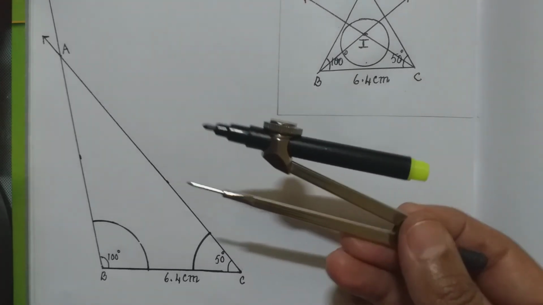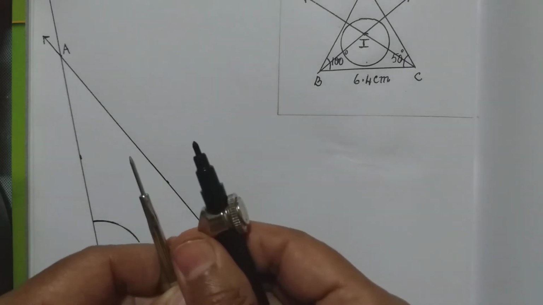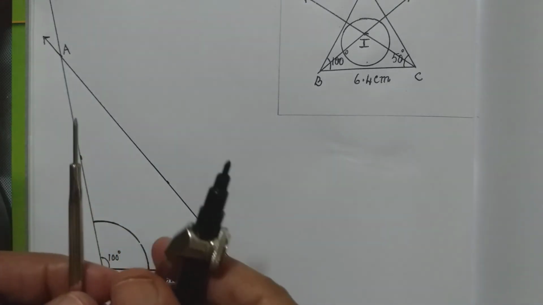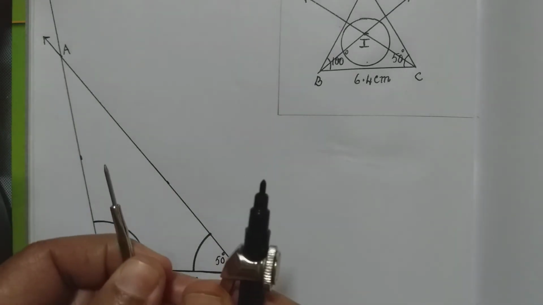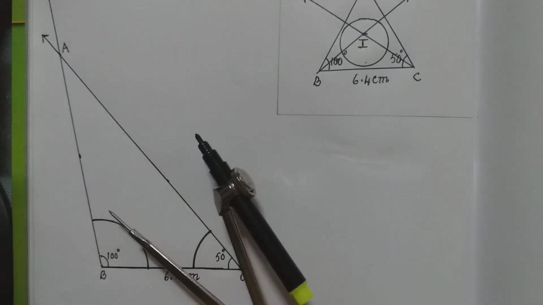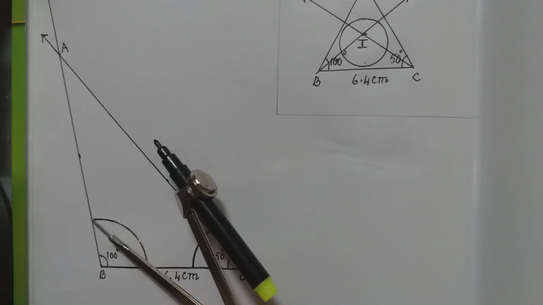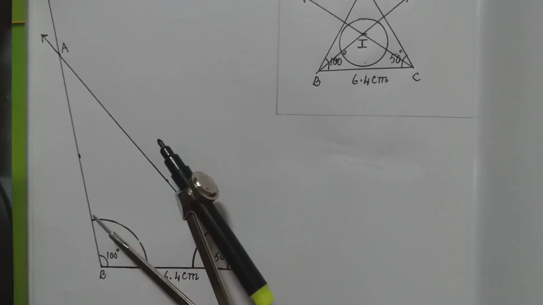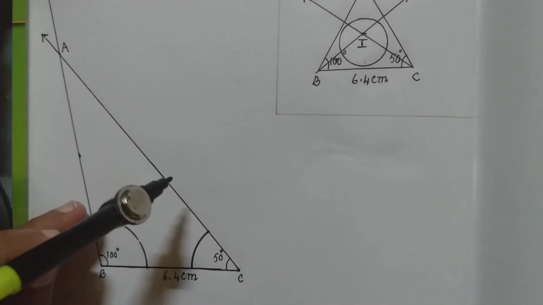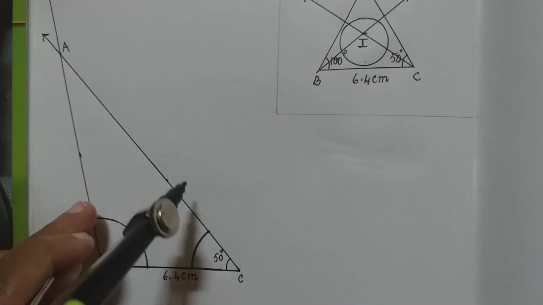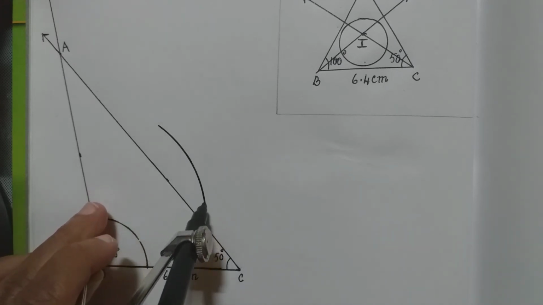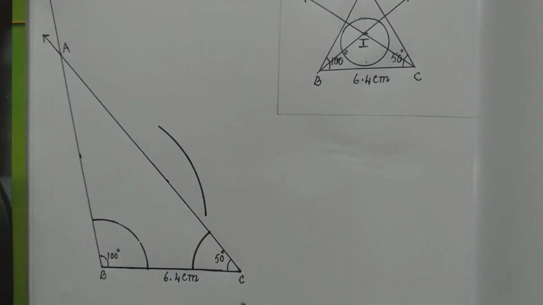Now once this is drawn, I will change the radius. Any convenient radius, you can take it a little bigger. Now at this point where this arc has cut one arm of this angle B, I will draw an arc. It is just a convenient radius, no specific measurements. So I draw a little larger arc. Okay, so one arc is drawn.